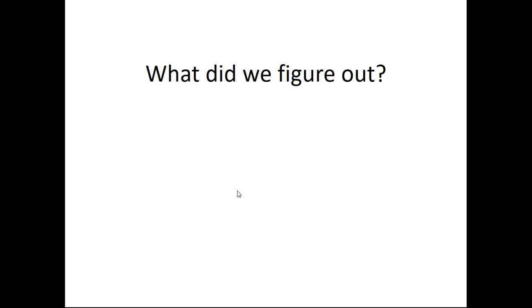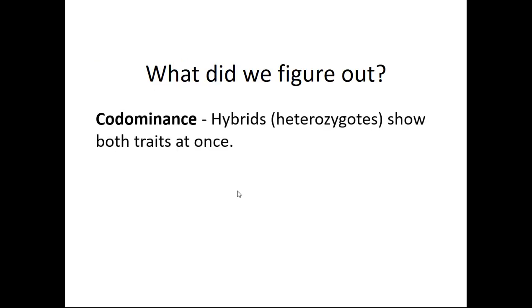We've figured out something called codominance. So on your big ideas packet, page 17, you can go ahead and write down codominance. That's when the hybrids or the heterozygotes show both traits at once.